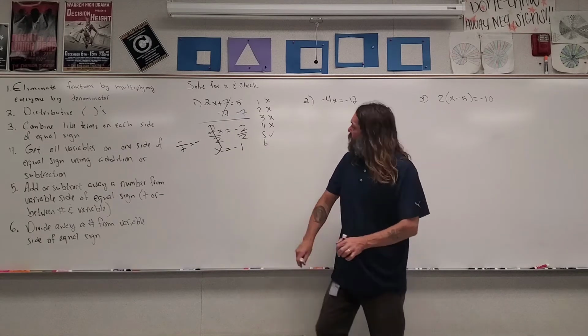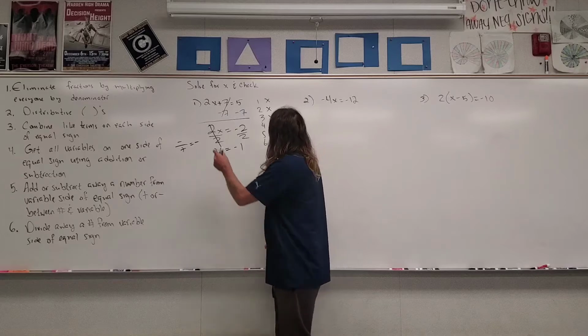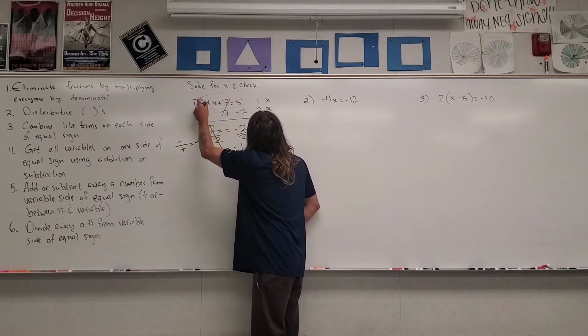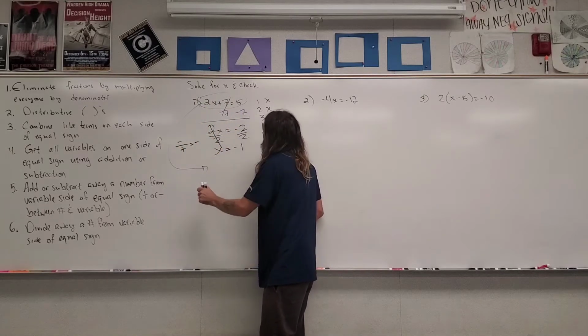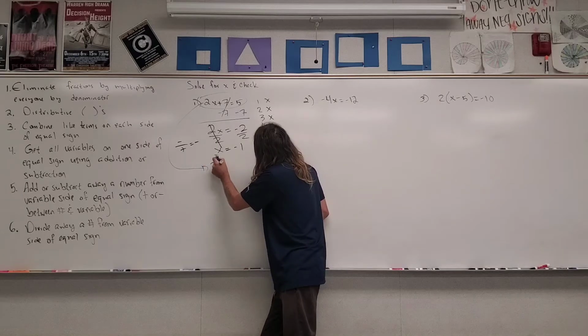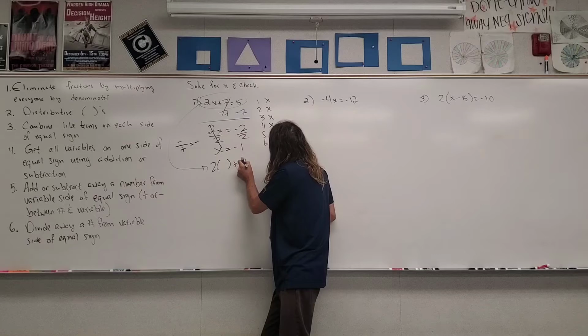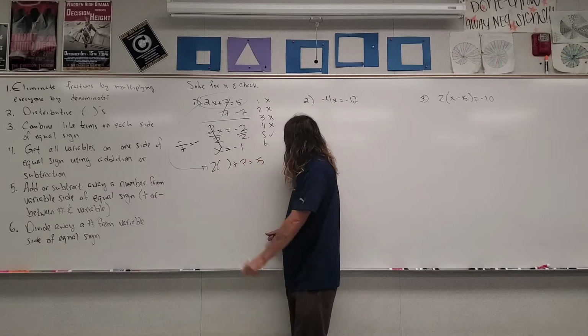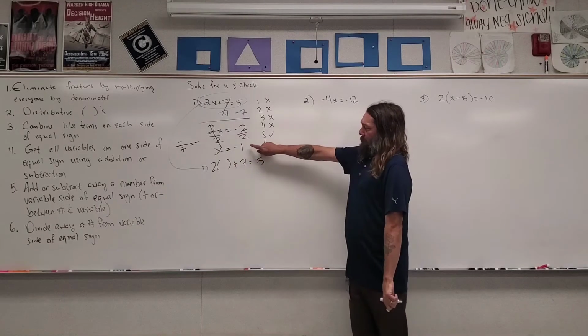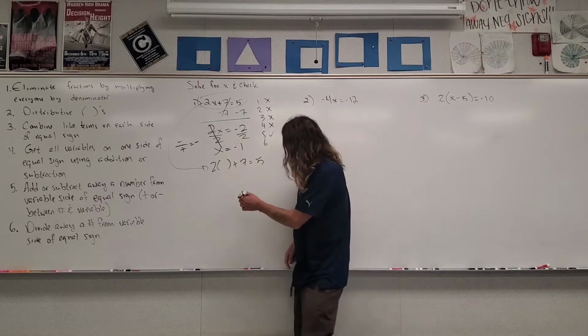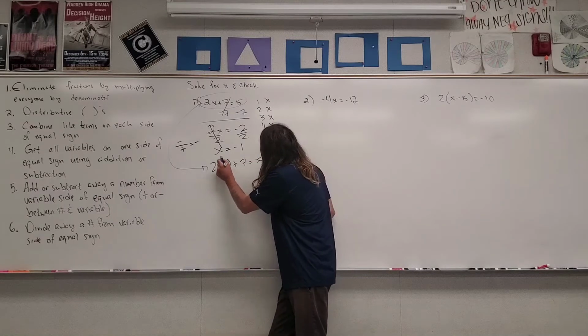Now we need to check. And so in order to check, I'm going to write the original equation below. And instead of an x, I'm going to replace the location of an x with an empty parenthesis. And I'm going to work my way through the problem until there's nothing I can do. I'm going to plug in the negative 1 in the parentheses.